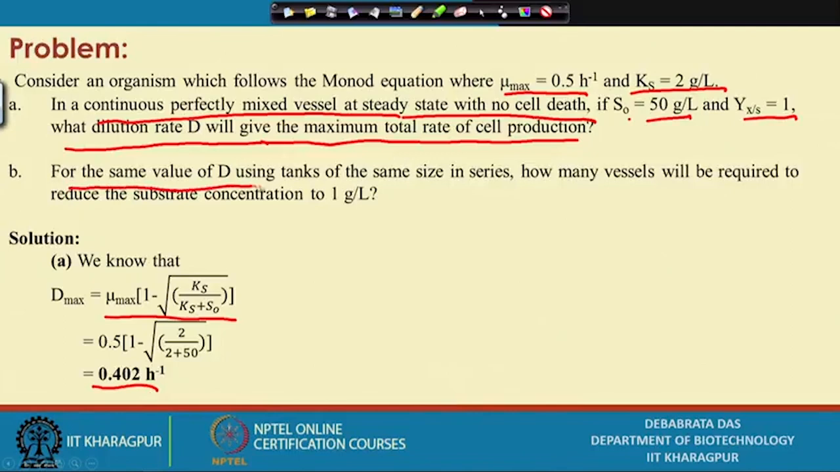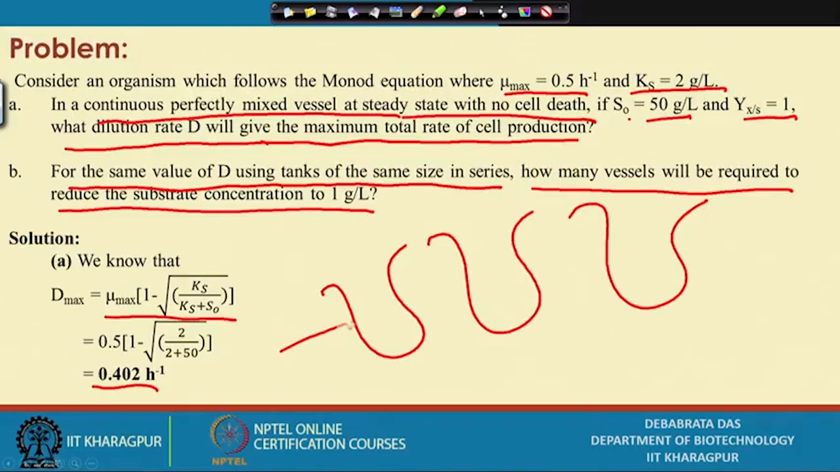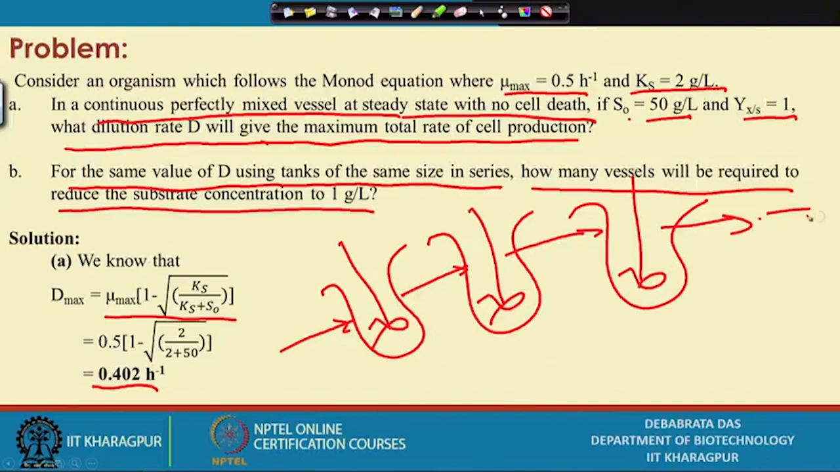For the same value of D, using tanks of the same size in series, how many vessels will be required to reduce the substrate concentration to 1 gram per liter? That means you have multiple tanks, am I right? So, this is connected like this. All are continuously stirred tank reactors like this. So, this is the number of reactors. Here we have 50 grams per liter. So, the problem is that this is 1, 2, 3, 4, 5, 6. Now, how many reactors will be required to reduce the substrate concentration to 1 gram per liter? This is the problem that we have.